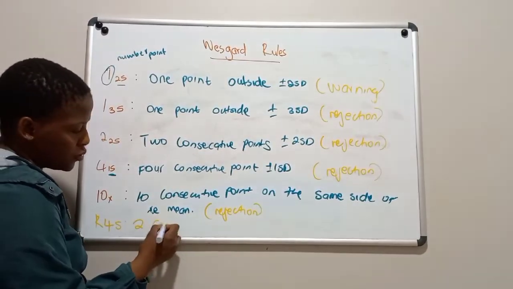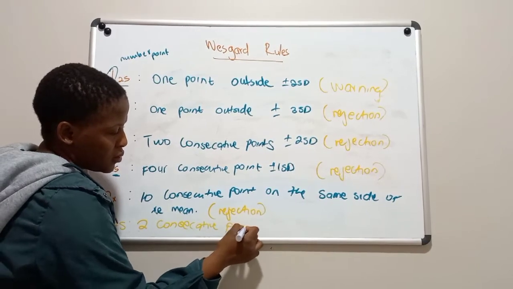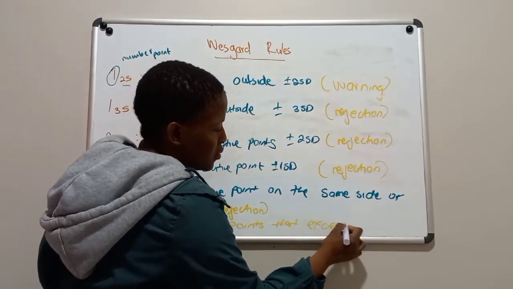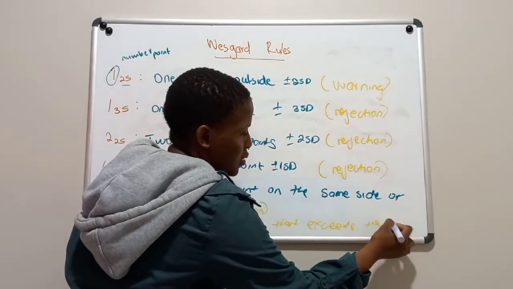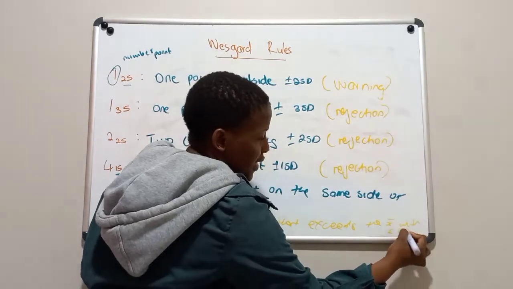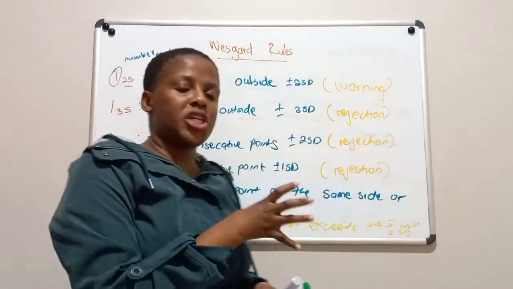So it's two consecutive points that exceed the mean by 2 standard deviations, and it is also a rejection as well.